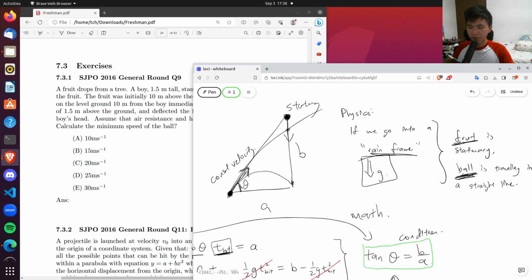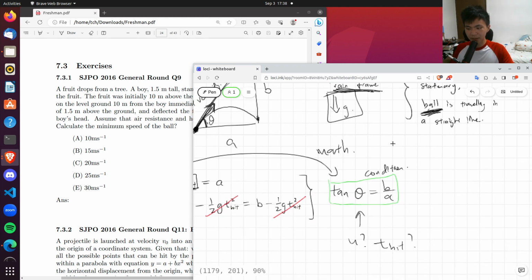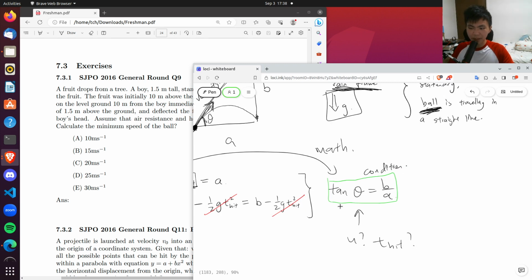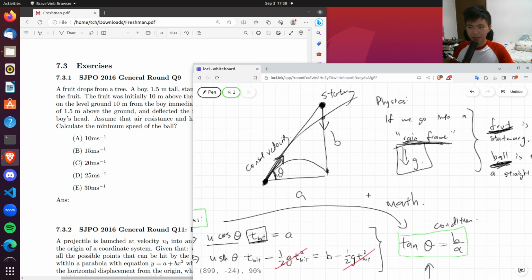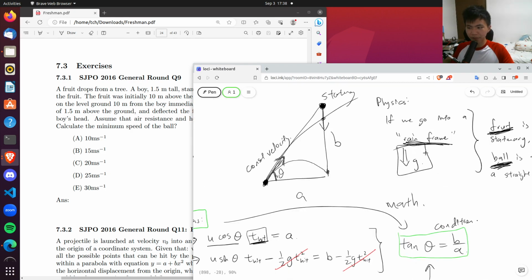If the ball hits the fruit in the rain frame, the accelerating reference frame, then the ball must also hit the fruit in the lab frame, right? In the stationary frame, where both things are accelerating at g downwards. So that's just some intuition for why the tangent of the angle must be equal to b over a, right? It totally makes sense in the rain frame.